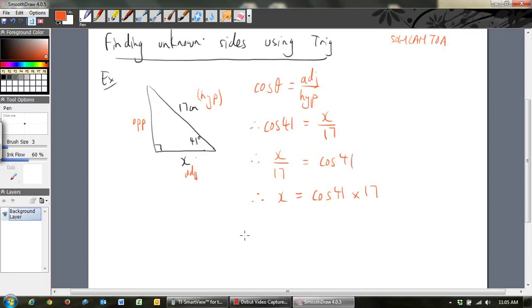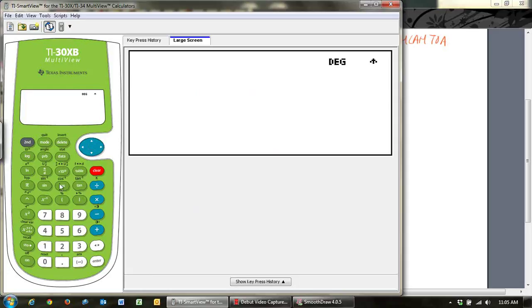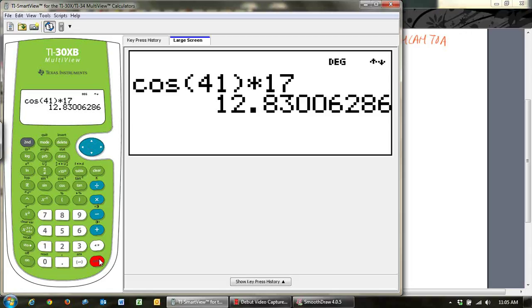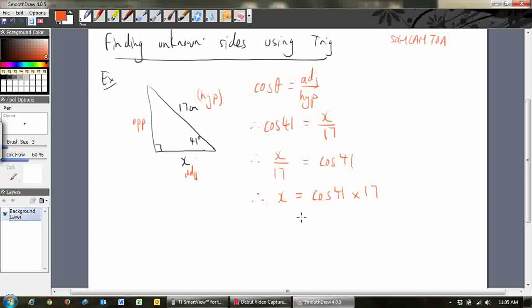Now, what the heck is cos 41? This is where you need your calculator. So you get your calculator out, and you get to press the cos button, possibly for the first time in your life. So press cos, and we want to know the cos of 41. So you type in 41, you close the bracket because that'll tell us what cos 41 is equal to, and what we want to do then is times that by 17. So times it by 17 and press equals, and that's your answer, 12.83. We're in centimeters here, and x is a distance, so our answer is 12.83 centimeters.